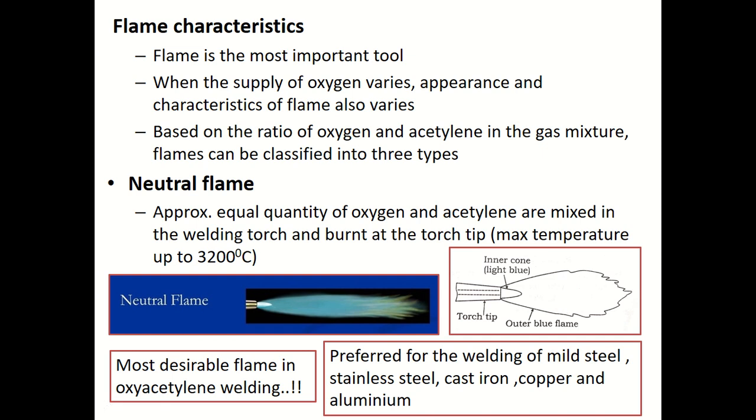In this neutral flame, the acetylene is completely burnt, and this is the most desirable flame in oxyacetylene welding. When you are going to use oxyacetylene welding, the neutral flame is preferably used. This neutral flame is preferred for welding mild steel, stainless steel, cast iron, copper, and aluminum. This is an actual image taken during the welding process. You can see an inner core and outer core as we said.